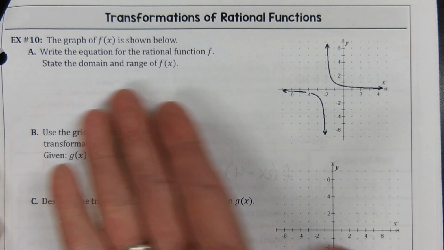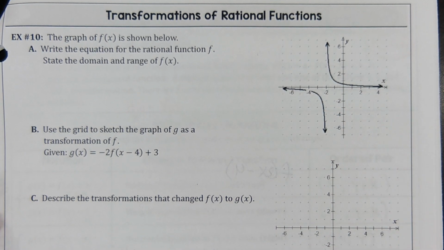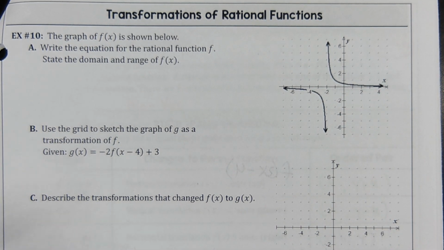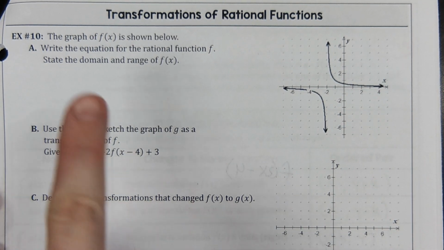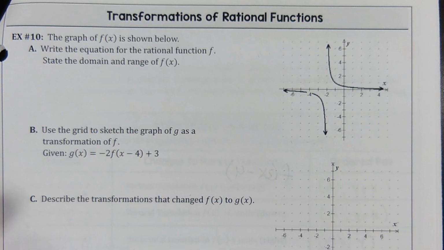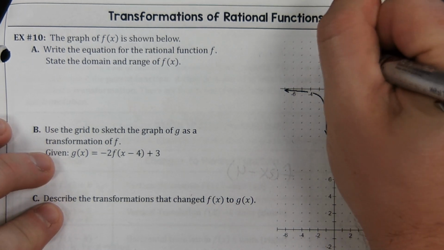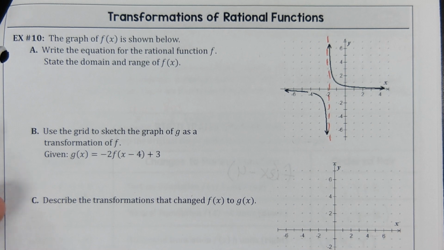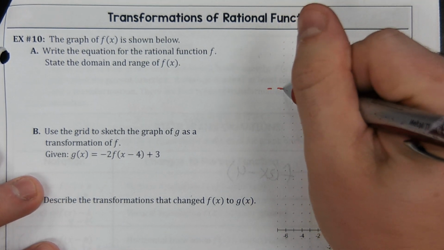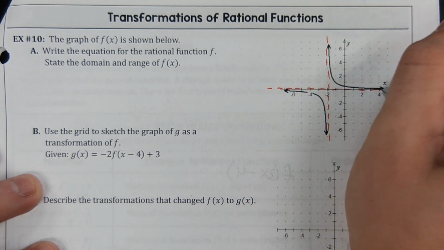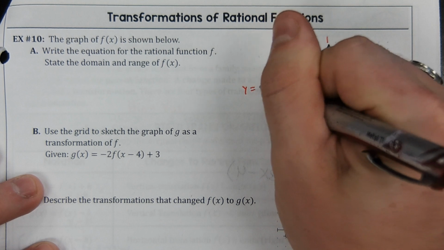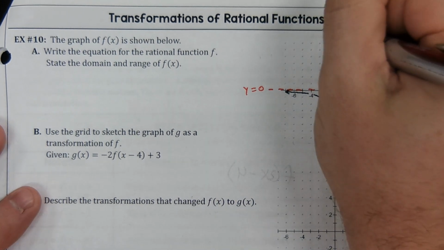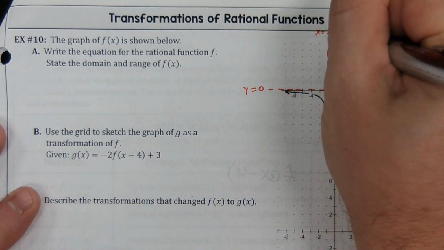Here we have some f of x. Now we don't have its equation yet. That's what part A is asking for. What we do have is an obvious vertical asymptote at x equals -2. There's also an obvious horizontal asymptote at y equals 0. I'm going to even write y equals 0 on there. I'm going to write x equals -2 on there also.